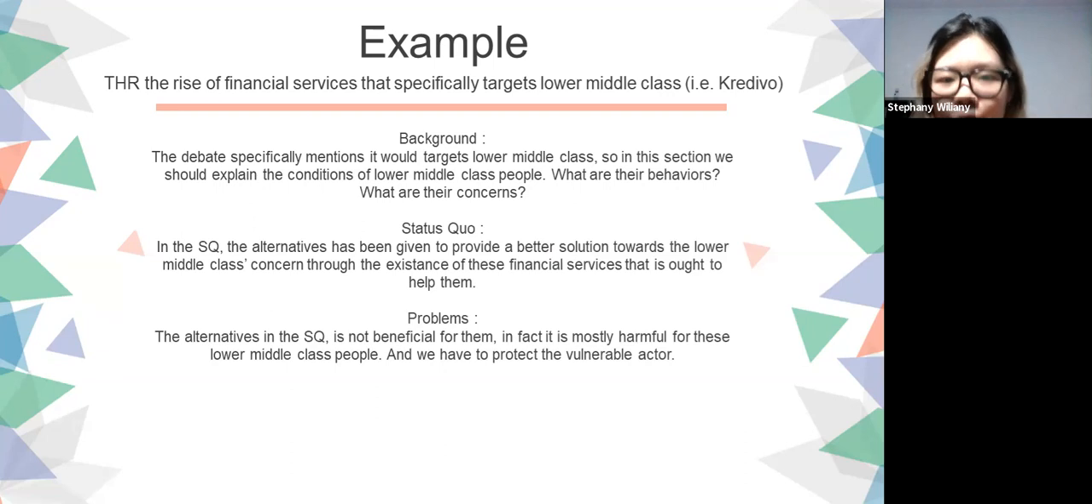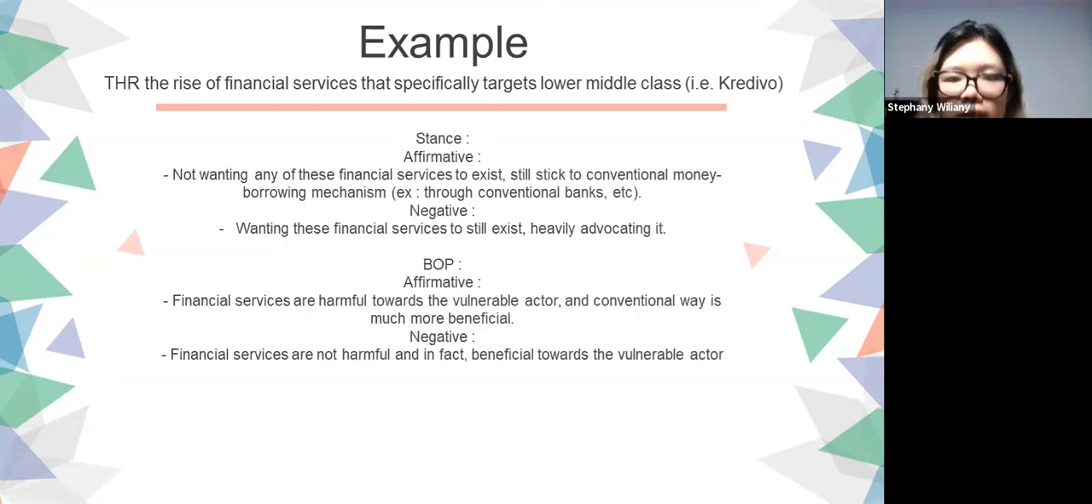how you integrate your background, status quo, and problems, it's in a systematic order, right? And this not only applies to the first speaker on how you do the beginning of the debate. This also applies to later speakers. When you are building your argument, you have to explain the background and the status quo, and lastly, you have to explain the problem. Moving on towards the stance.